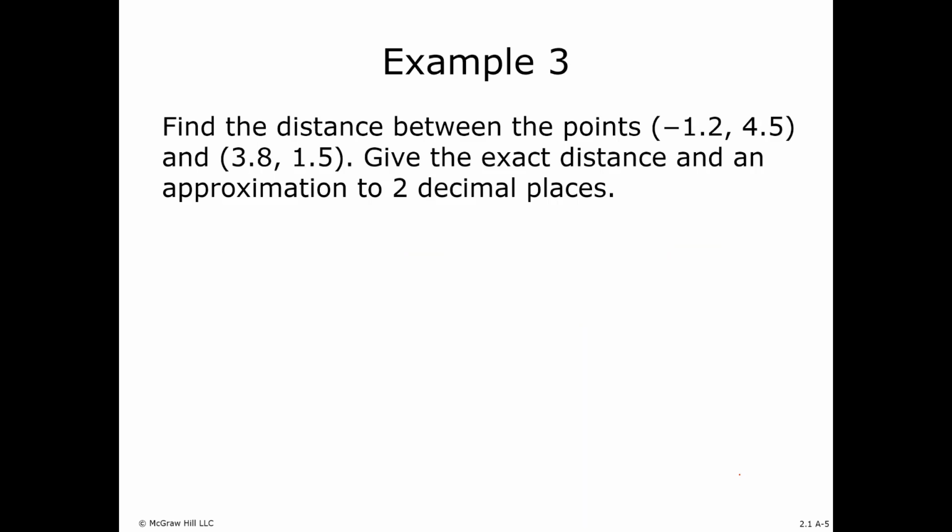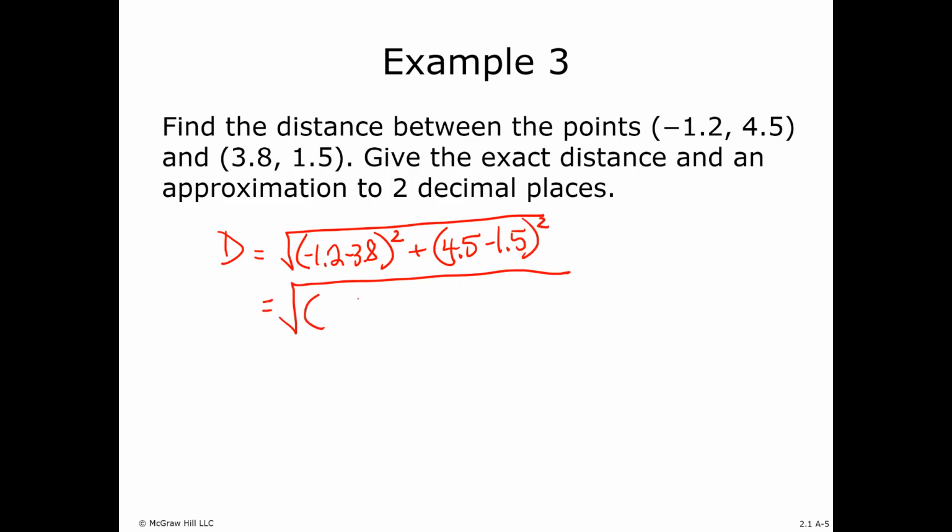Here's another example. Find the distance between the points (-1.2, 4.5) and (3.8, 1.5). Give the exact distance and an approximation to 2 decimal places. So again, you're going to use the distance formula: square root of the difference in the x's, (negative 1.2 minus 3.8) squared, plus the difference in the y's, (4.5 minus 1.5) squared.